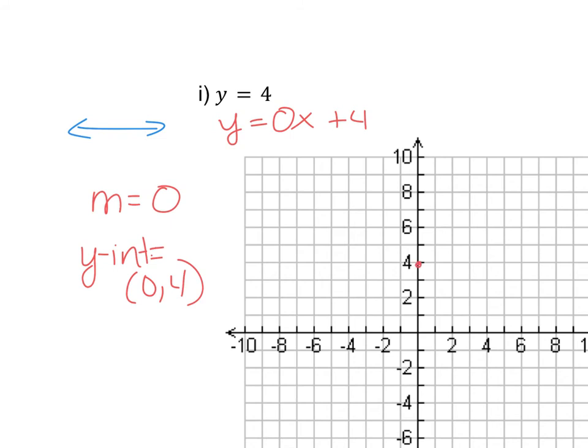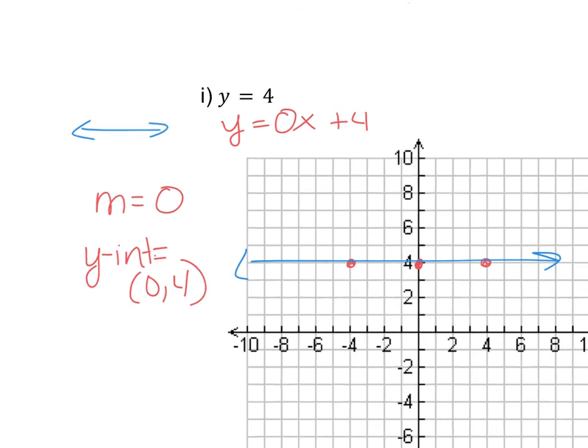All right, so we got a point here. Now, it doesn't matter where you put your points on this, because you're just going to put some random horizontal points so you can draw a line. It doesn't matter. You don't have to go up so many over, because it's 0. Okay, so something like that is what your graph should look like.